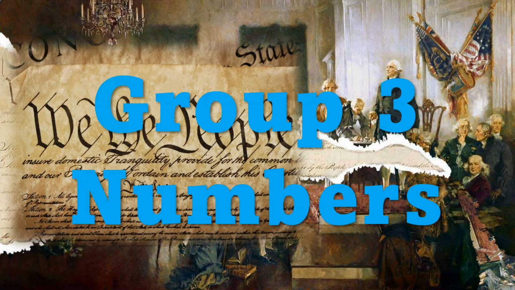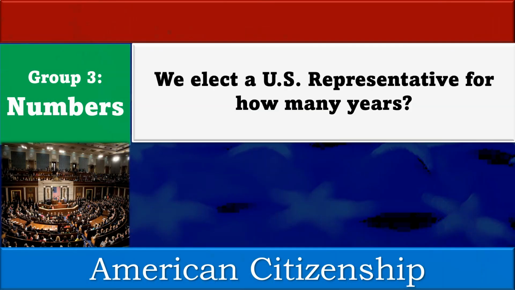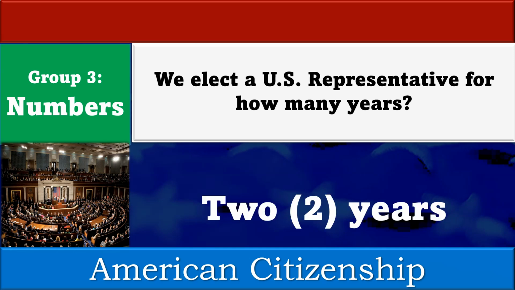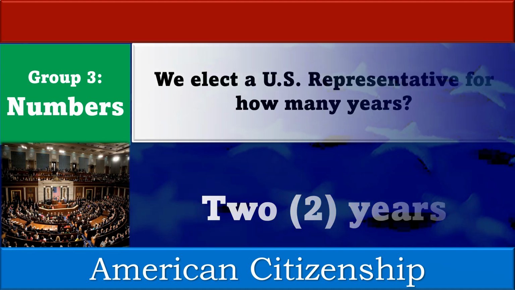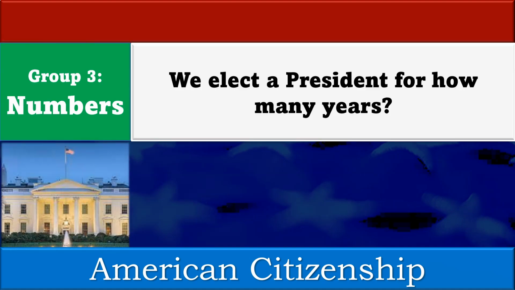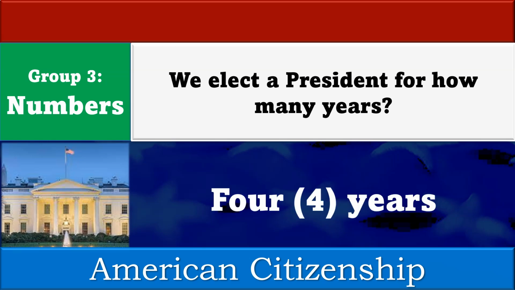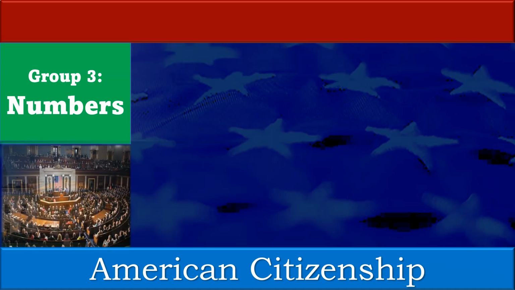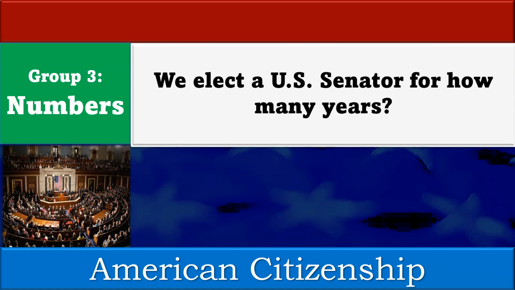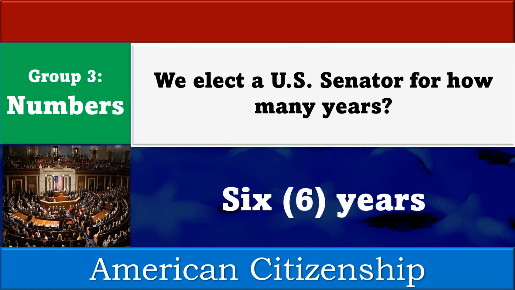Now let's continue to group number 3. This group has to do with important numbers in the United States. We elect a U.S. representative for how many years? 2 years. We elect a president for how many years? 4 years. We elect a U.S. senator for how many years? 6 years.